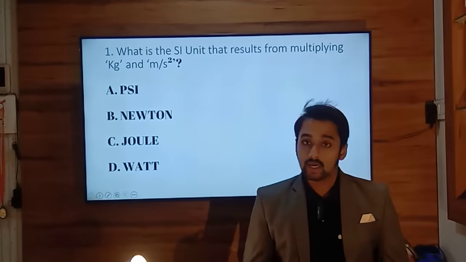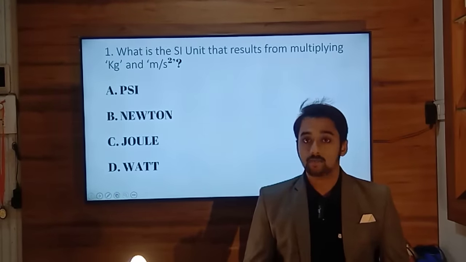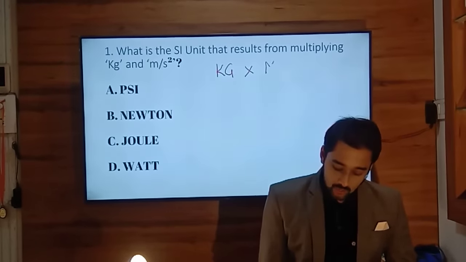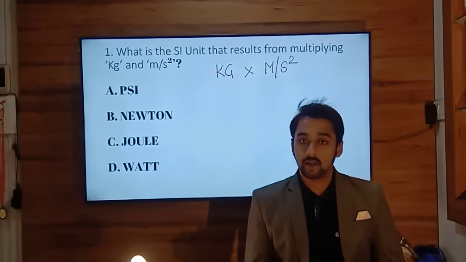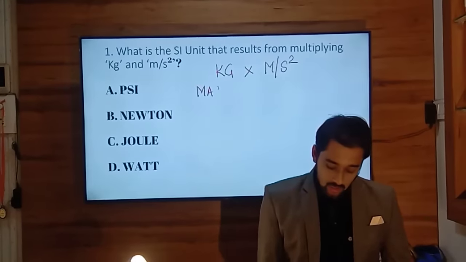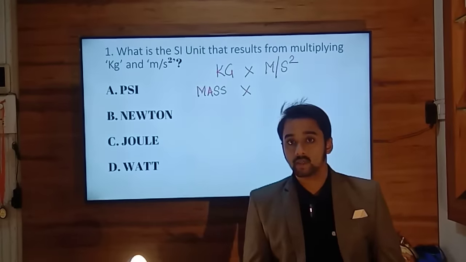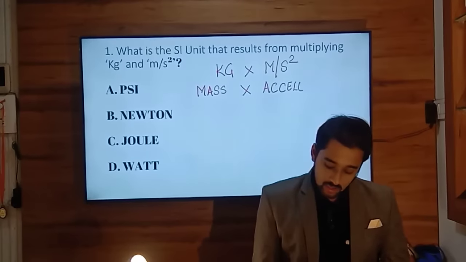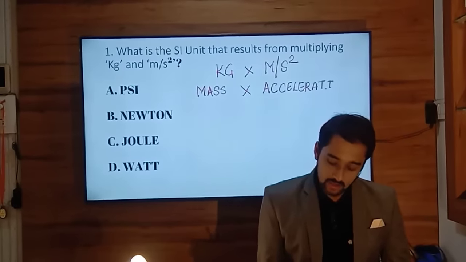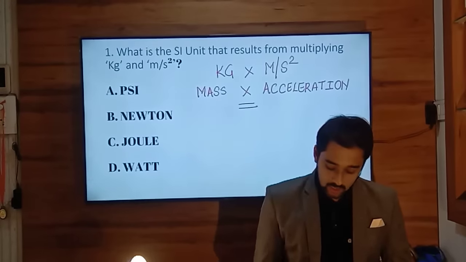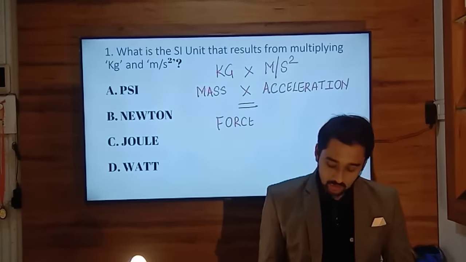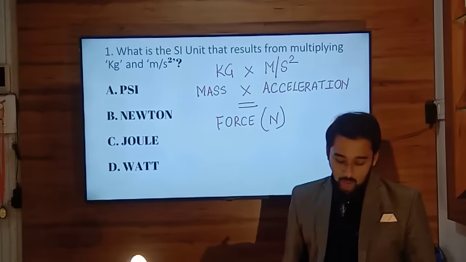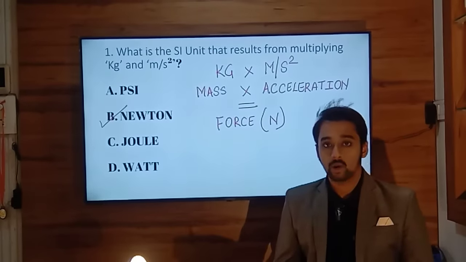What is the SI unit that results from multiplying kilogram and meter per second square? So kilogram into meter per second square. Kilogram is the SI unit of mass. When you multiply mass by meter per second square, which is the SI unit of acceleration, you get mass into acceleration equals force. And the SI unit of force is Newton. So the correct option here is option number Bravo, Newton.